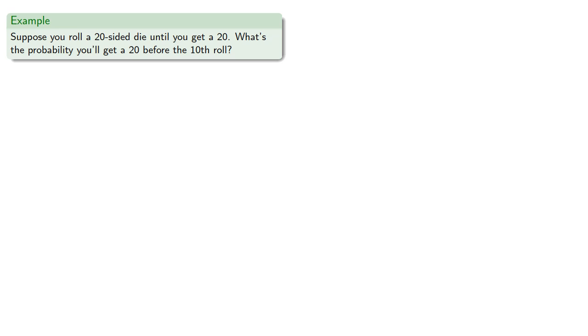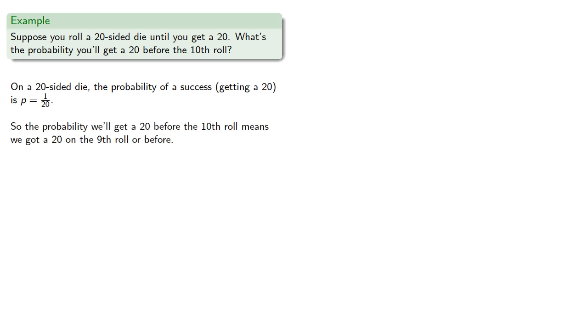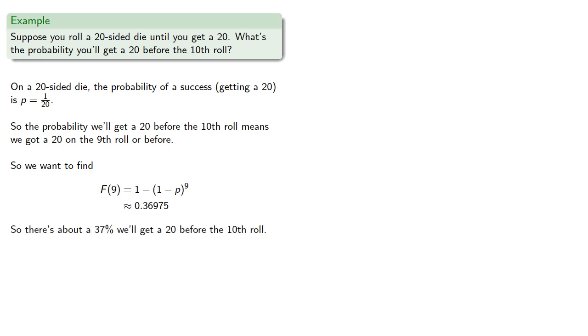So suppose we roll a 20-sided die until you get a 20. What's the probability you'll get a 20 before the 10th roll? So on a 20-sided die, the probability of a success is 1/20th. So the probability we'll get a 20 before the 10th roll means we got a 20 on the 9th roll or before. So we want to find f of 9, which will be, so there's about a 37% chance we'll get a 20 before the 10th roll.